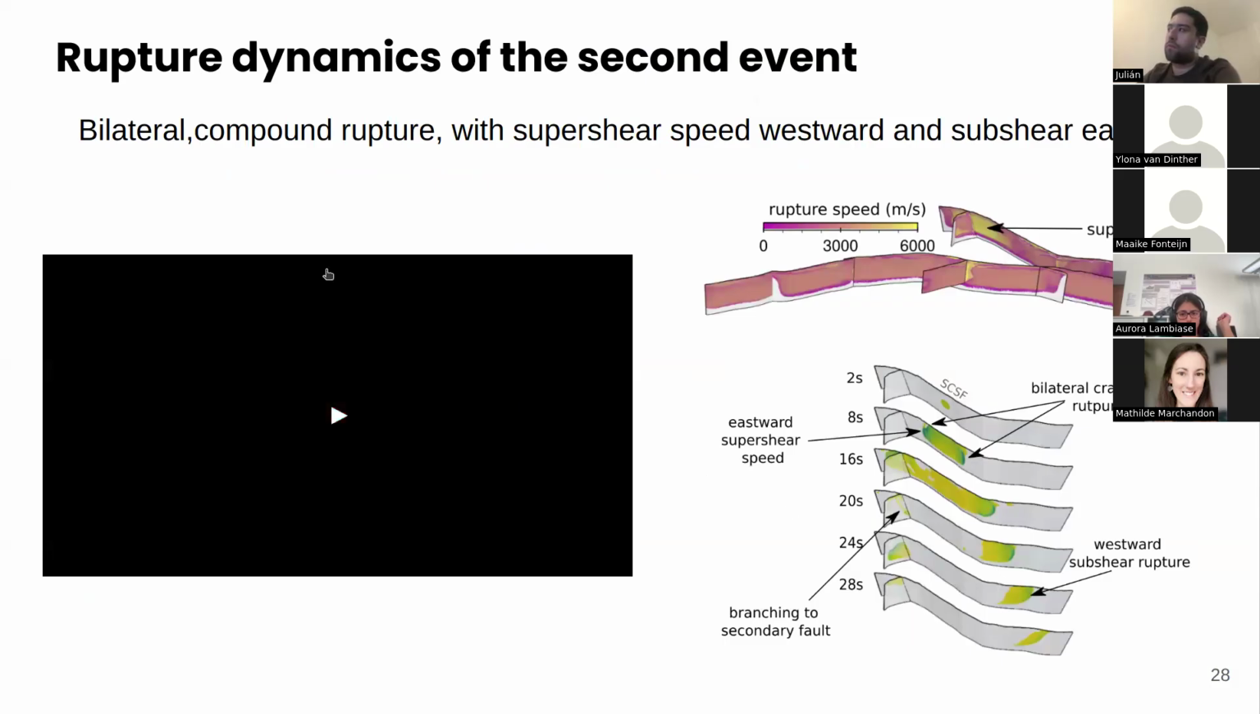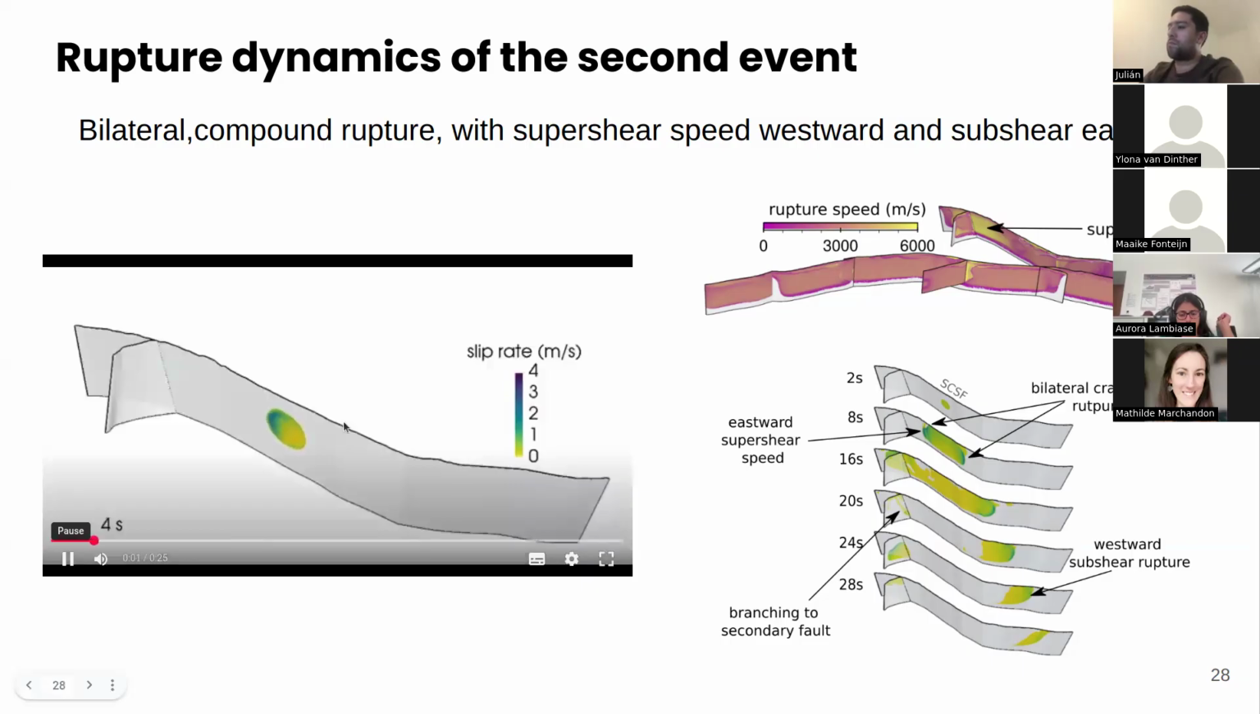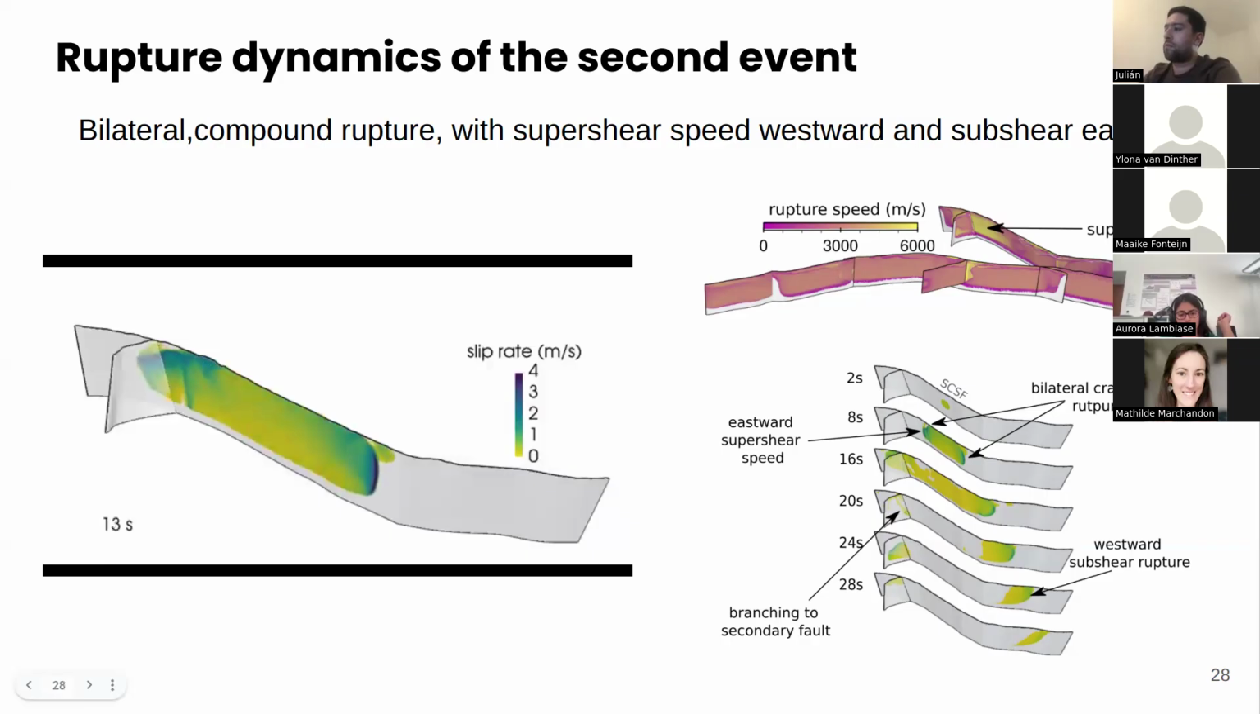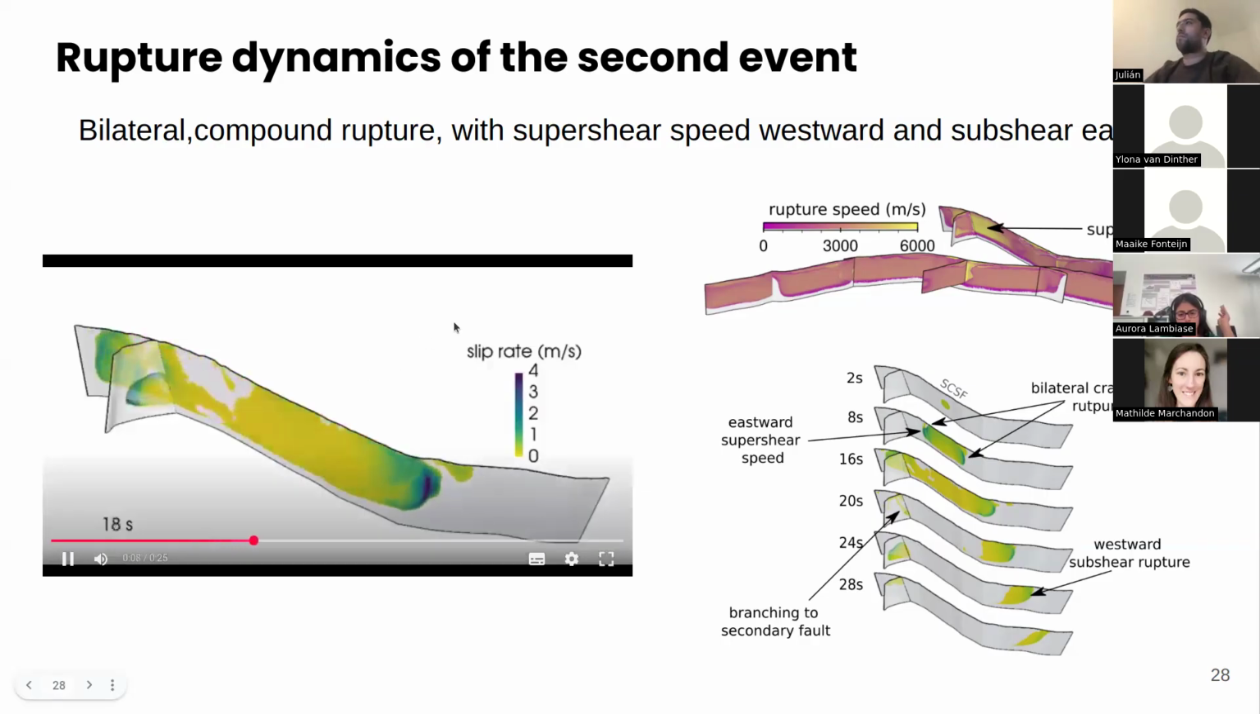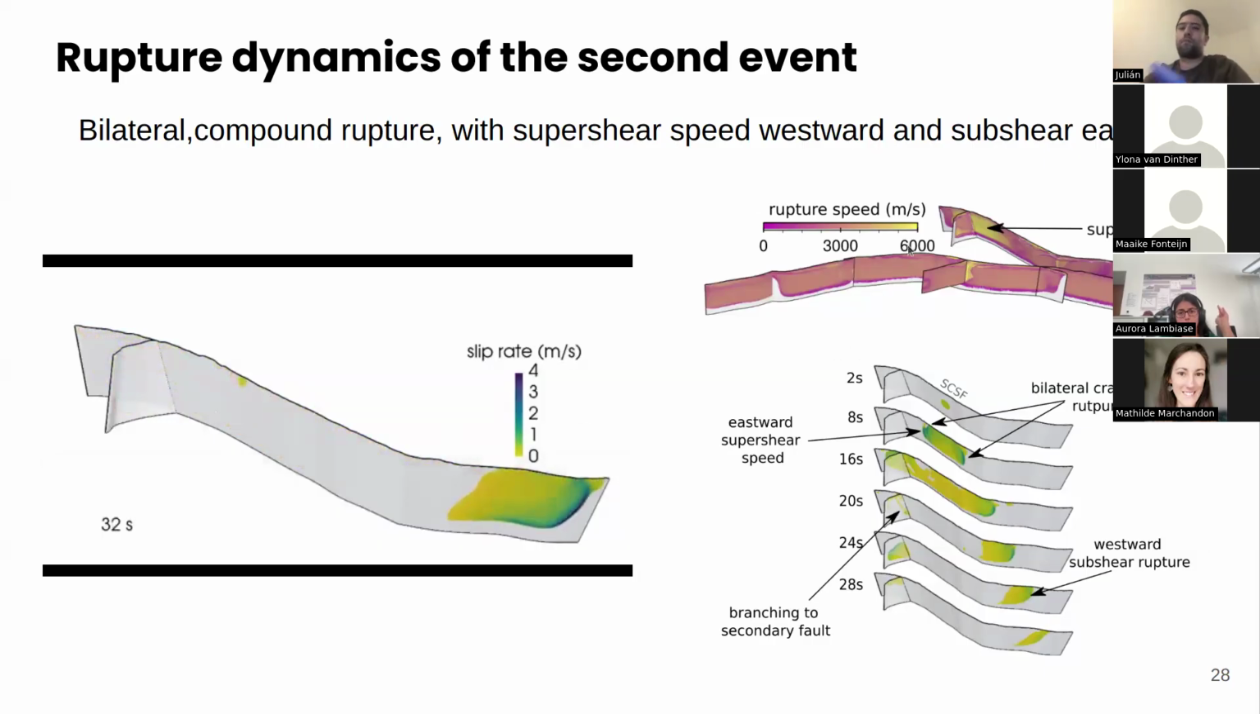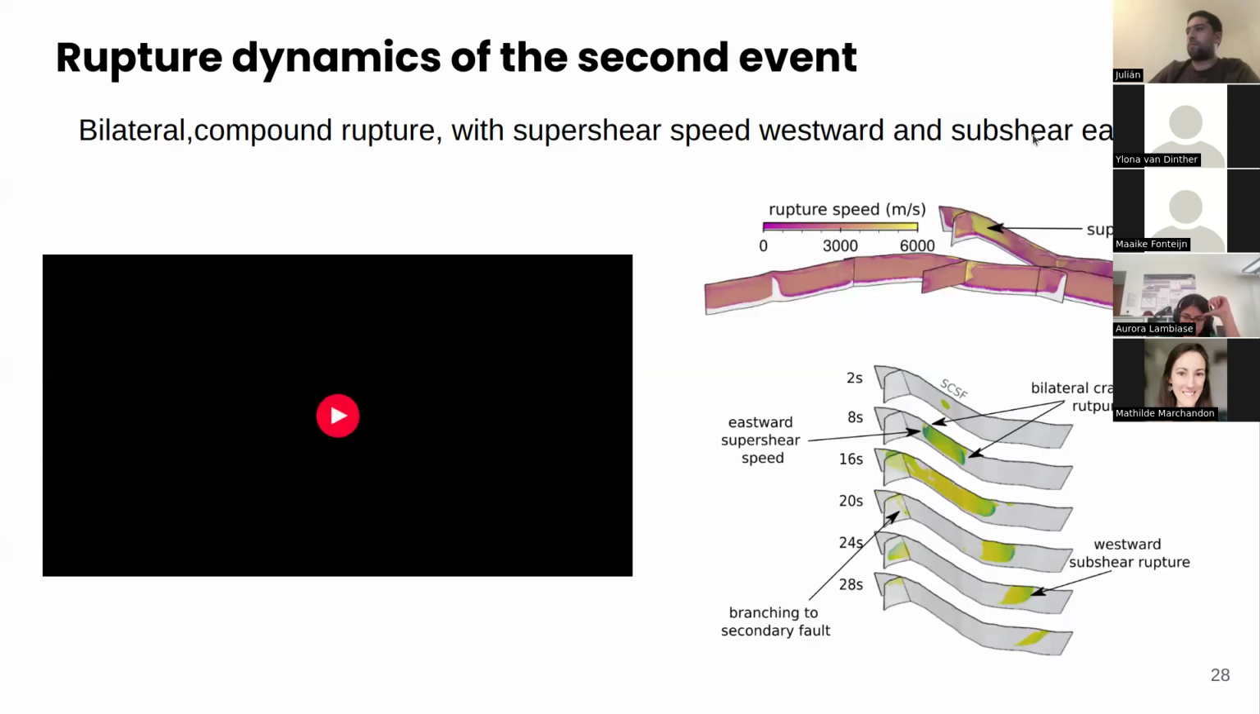Here is the rupture dynamics of the second event, and you see it's a simpler rupture compared to the first event. The rupture simply propagates bilaterally before dying. And we have some superficial rupture on the west part of the fault for the second event that has also been inferred from observation, from data-driven methods.